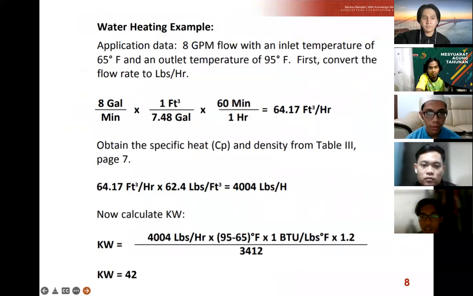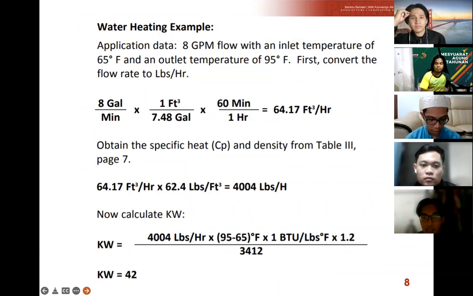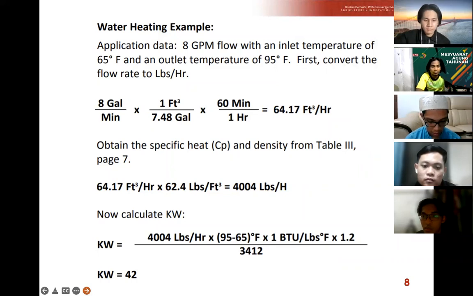So here is one example. In this example we use water. Based on the table before, the specific heat for water is 1. First we have to convert the flow rate that we get into lbs per hour, and then we just input the data into the formula to get the result. So that's all from me. Next, I will pass to Azlan.